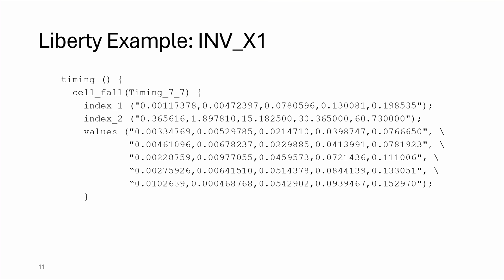You have an index 1 and an index 2, and these indices are used to look up the delay in the big table of values. Recall that the time unit was defined in nanoseconds, so the values in this table range from 0.003 nanoseconds in the top left to 0.15 nanoseconds in the bottom right.